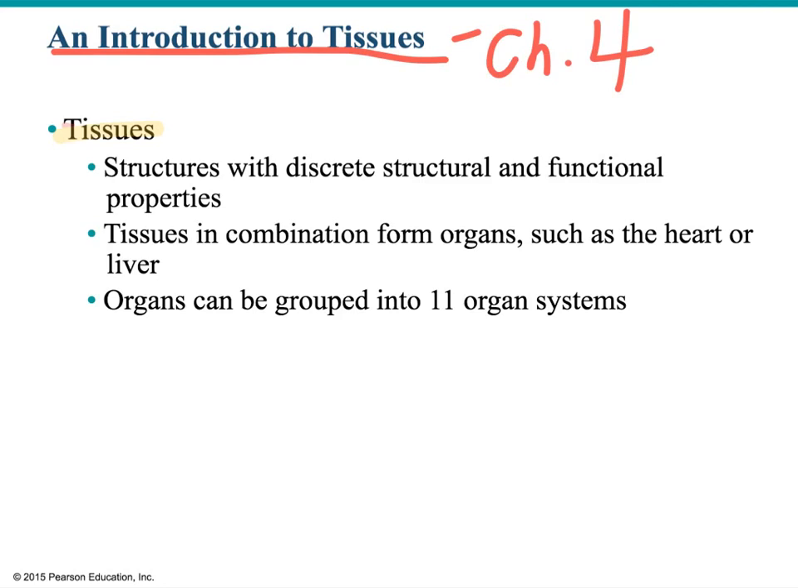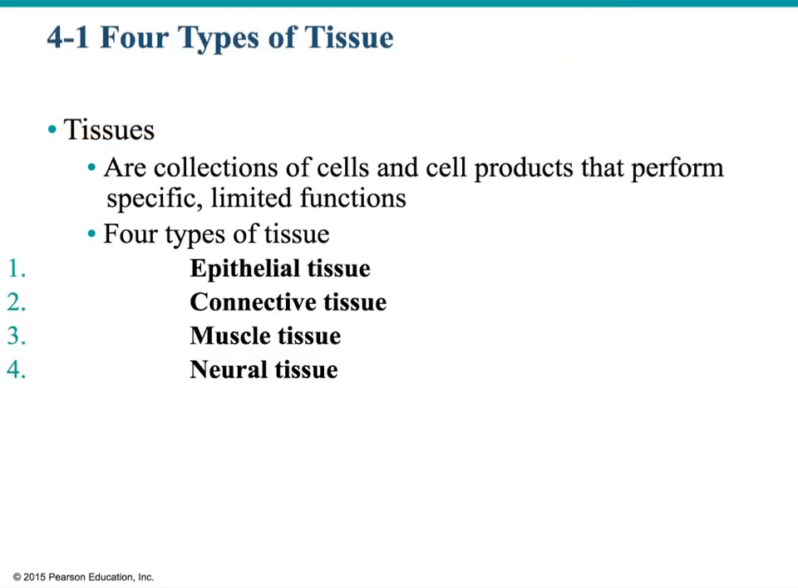So today we're also going to be talking about cells because the type of cells that make up a tissue define the tissue as well. So we'll be talking about specialized cells when we talk about tissues. Another definition for tissues is collections of cells and cell products that perform specific limited functions.